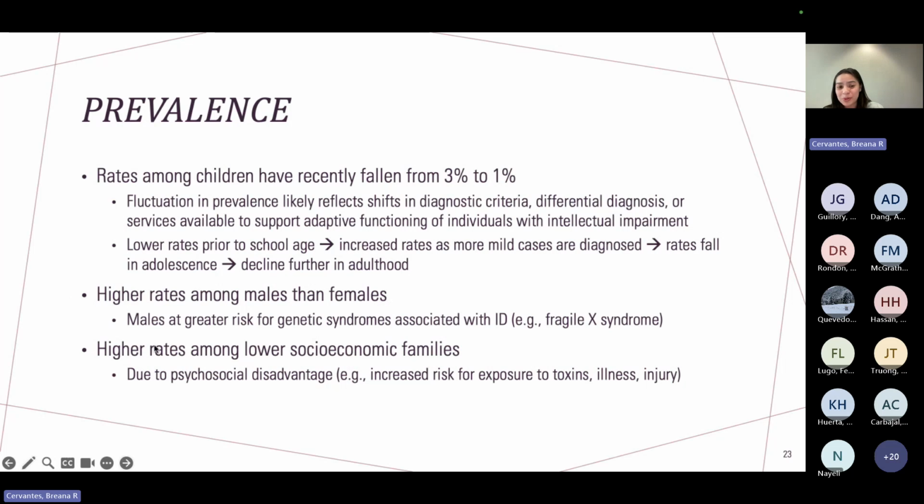As per usual, we tend to see higher rates among males than females. And in particular, what genetic condition do we see higher rates for? Things like Fragile X syndrome. So a lot of the genetic risk factors tend to be higher. And then also, same with SES, we tend to see lower SES being associated with higher risk.